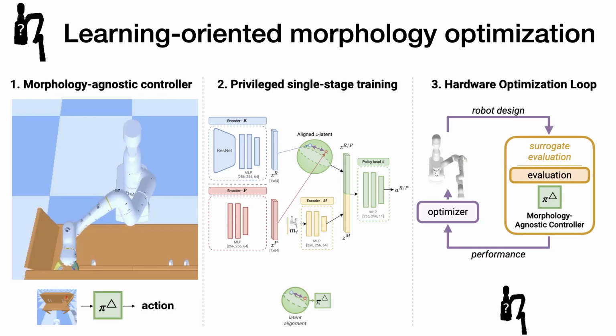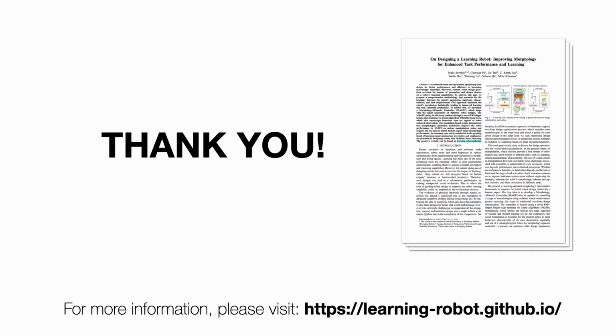In summary, we propose a cost-effective method to improve the robot hardware by training a morphology-agnostic surrogate controller, and demonstrate that a robot designed with learning considerations can excel at learning compared to a human expert design. We hope this work contributes to the growing trend of learning-based robots and sheds light on opportunities in hardware design that facilitates better learning.